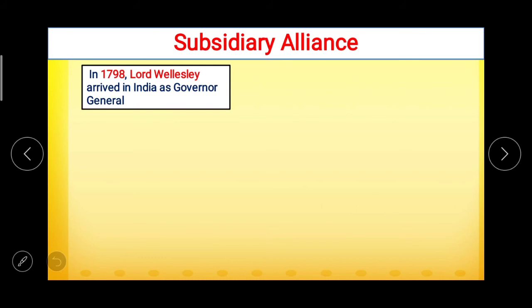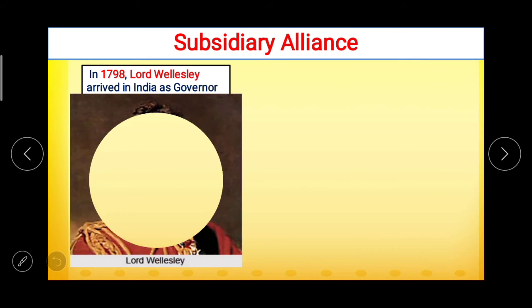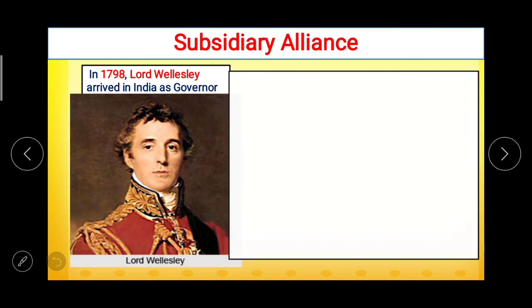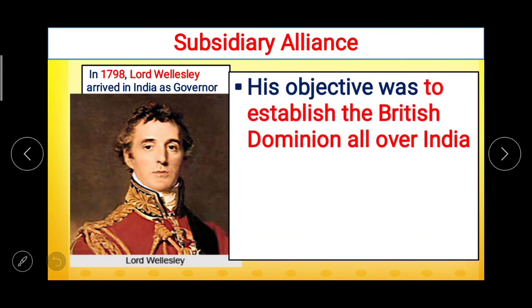Because of all these things, the next point we are going to study is the political entrance of the British in the different regions of our country: the Subsidiary Alliance. In 1798, Lord Wellesley arrived in India as governor, and his objective was very clear. It was to establish British dominion all over India. He came with a very clear objective to establish British dominion over India.